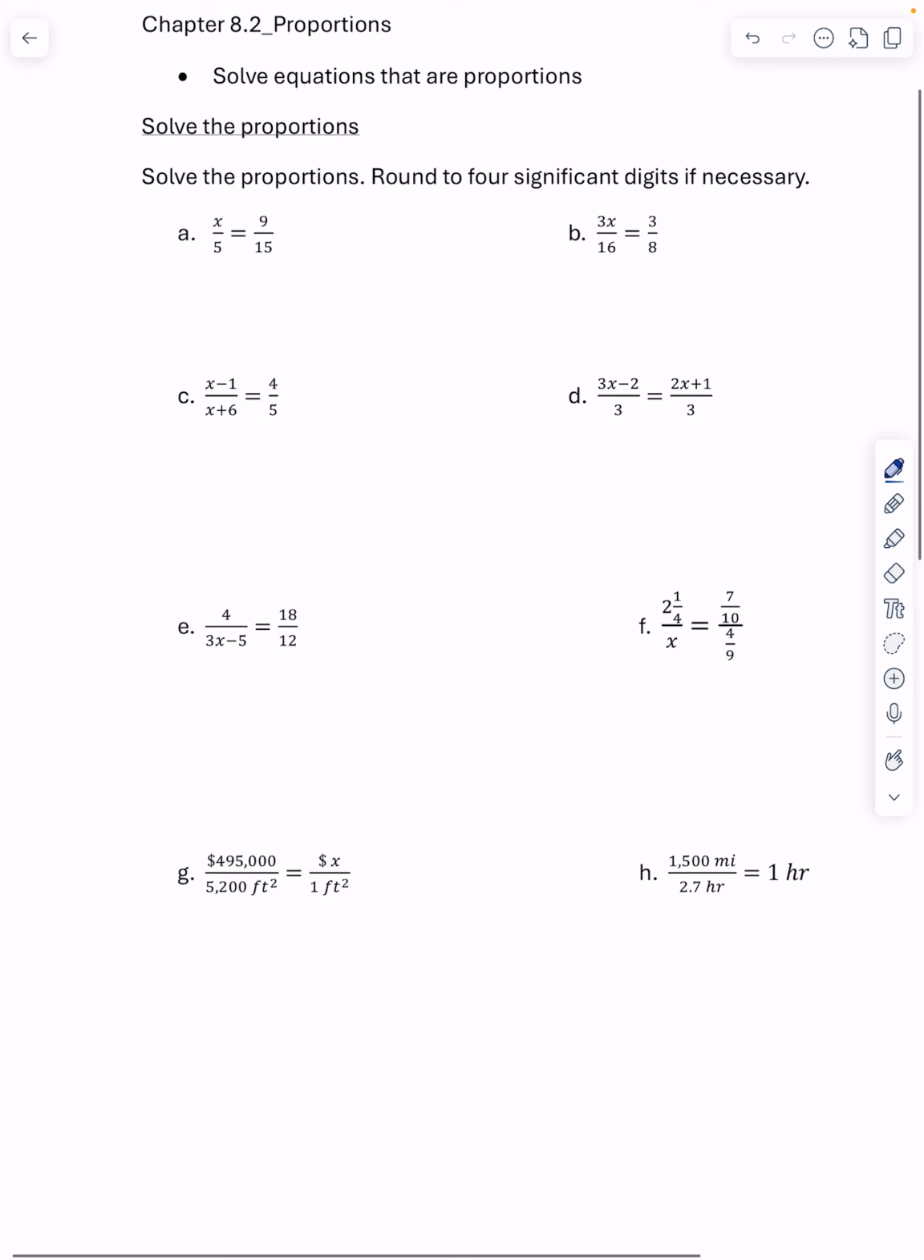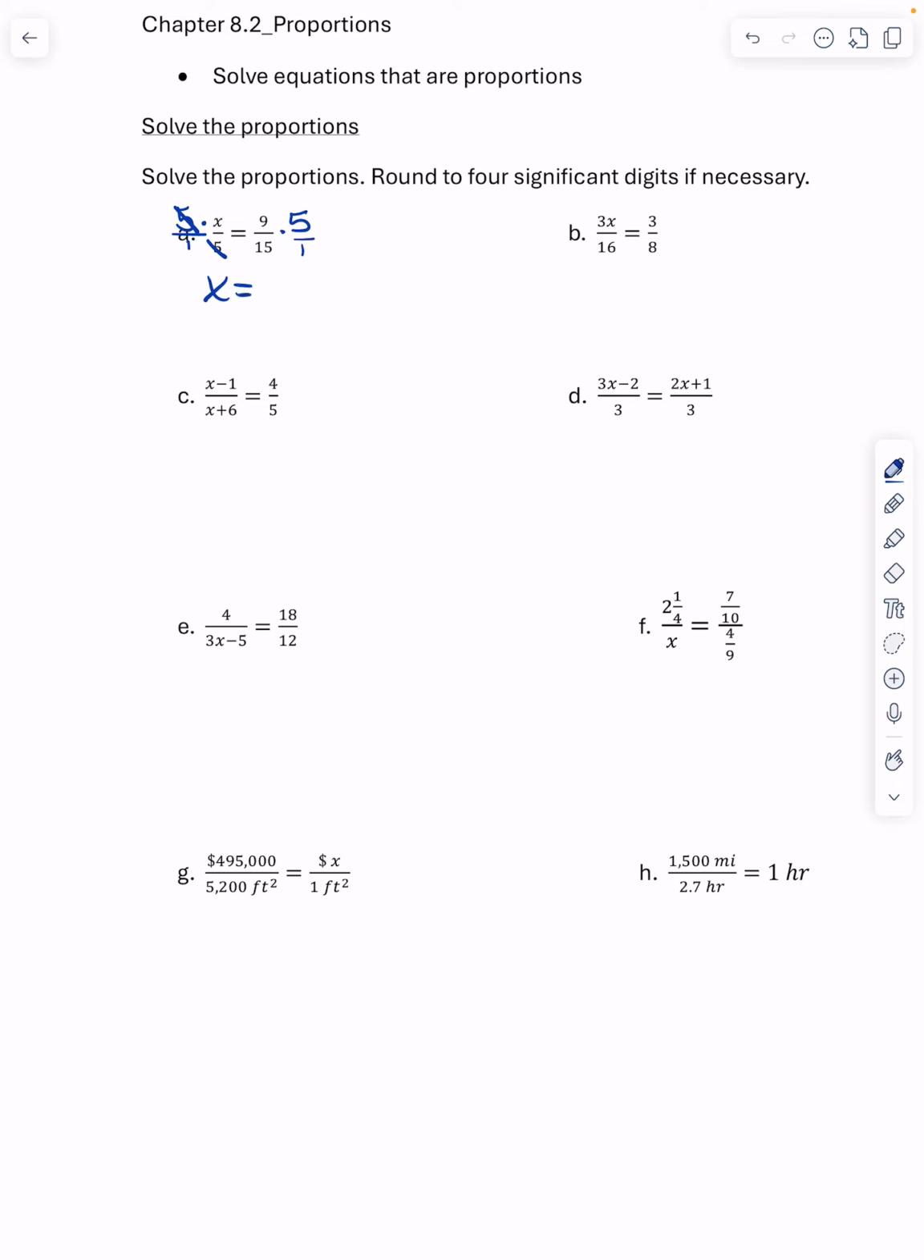First thing to remember is that this proportion is an equation. So let's take a look at A. It says x over 5, x divided by 5 equals 9 over 15. We know how to get x by itself. I am multiplying both sides by 5 or 5 over 1, however you want to look at it. These 5s cancel. I get x equals.